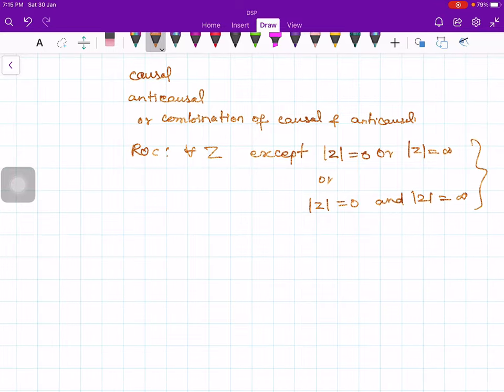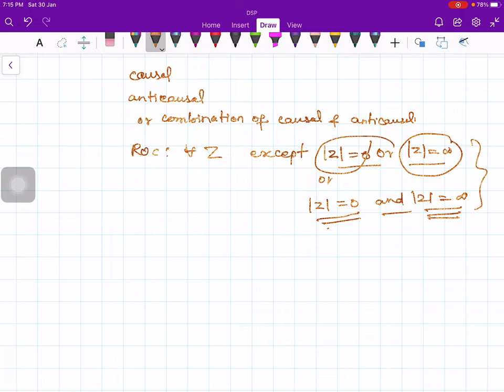So the ROC can be the whole Z plane, except both mod of Z equal to 0 and mod of Z equal to infinity. Or the ROC can be the whole Z plane, except mod of Z equal to 0 or mod of Z equal to infinity. Or the ROC can be the total Z plane.